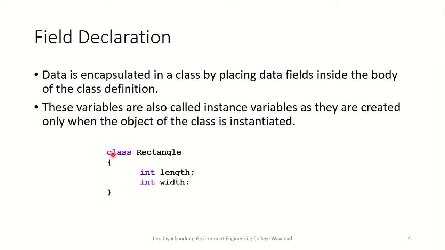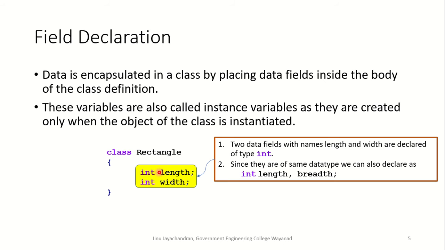So this is an example where you have two field definitions, two member variables. One is called length, one is called width. Both are of type integer. So int means the length will get allocated 32-bit memory, and width will also get allocated 32-bit memory, and these two will be allocated only when you declare the object.